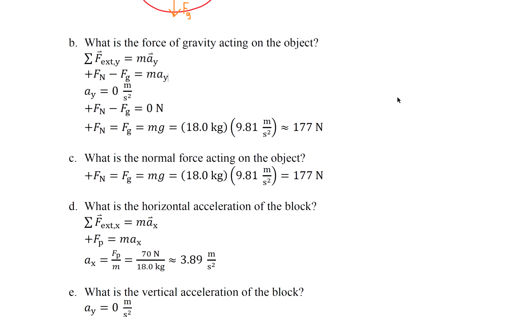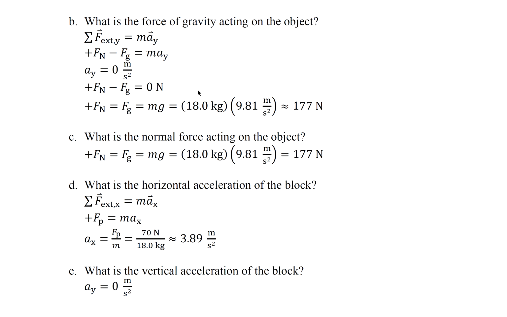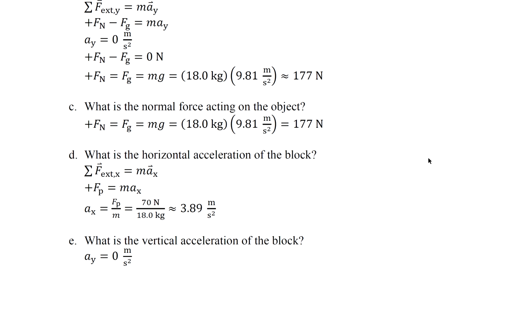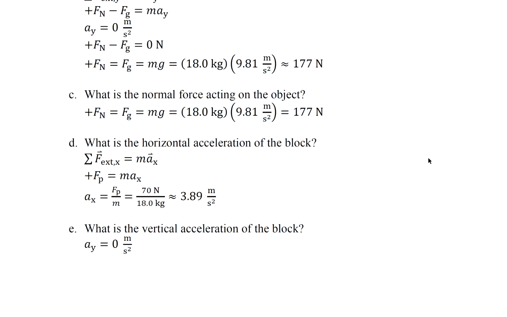Part D, what is the horizontal acceleration of the block? Sigma F sub x equals ma sub x, positive x is to the left. So force of push equals ma sub x. Solve for a sub x. Force of push is given to us. Part E, what is the vertical acceleration of the block? It's 0 because it's not jumping up or down.